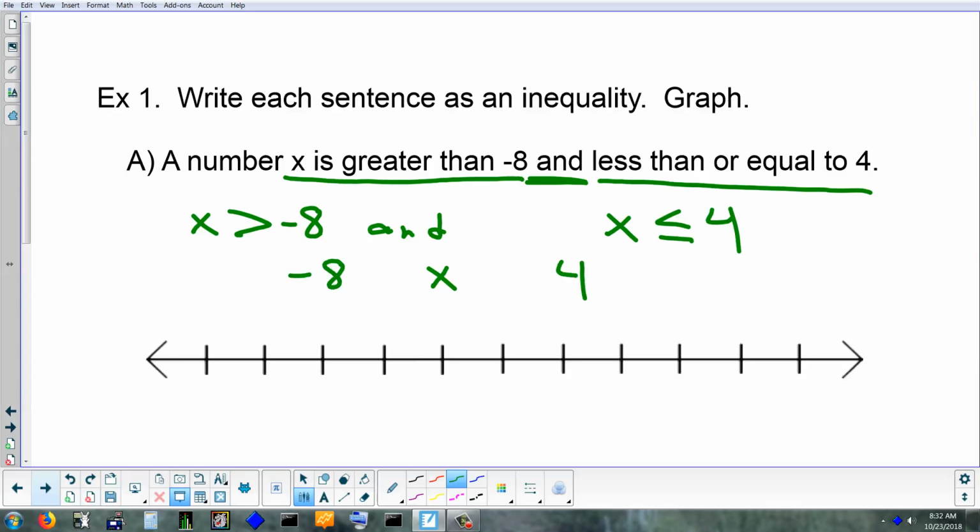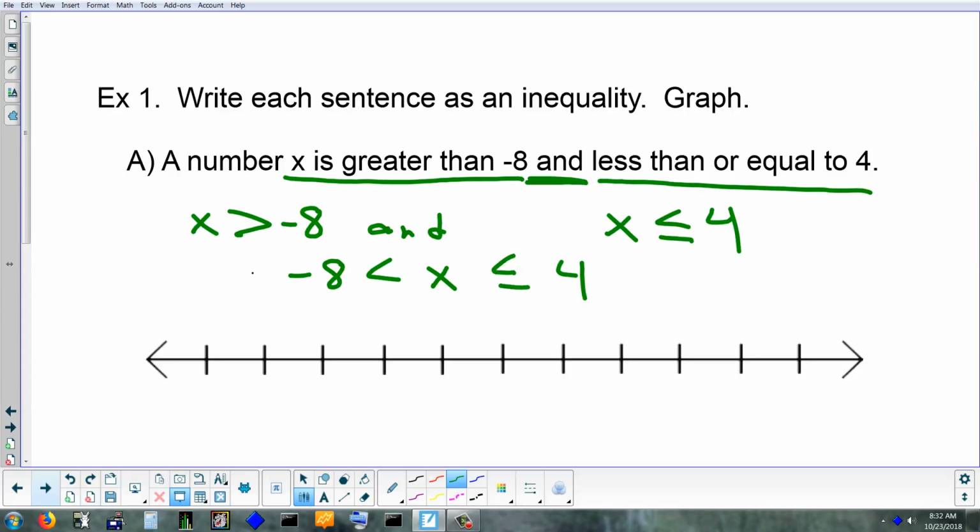Now decide your symbols. We already know they're going to point which way? To the left. They always point towards the smaller number. Between the x and the -8, should there be a line under the symbol? No, there's no line in the original. How about between the x and the 4? Should there be a line under it? Yep, because there's a line under it there. Both of these answers are correct. The top one is the long way. The bottom one is the short way.